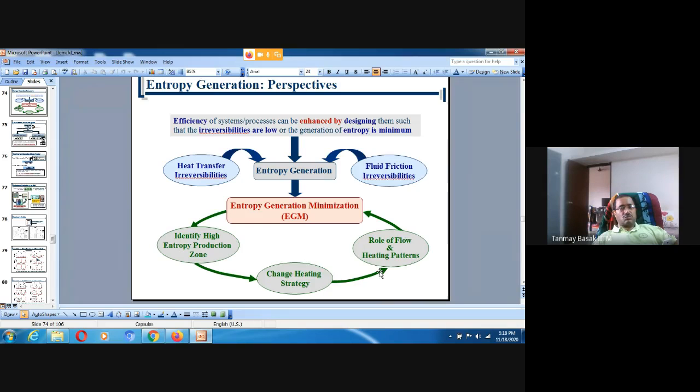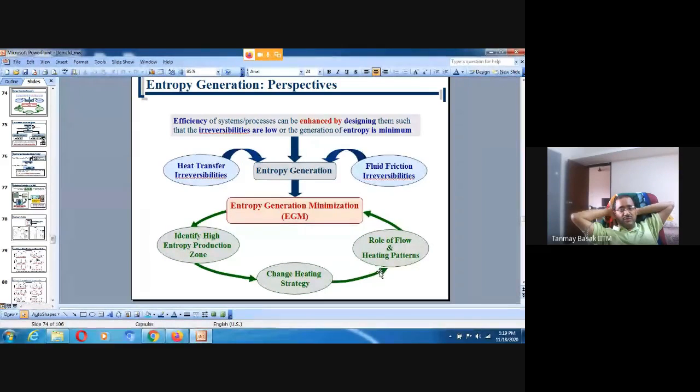Next we will be talking about another part, which is called entropy generation. We have been working on heat transfer, but any transfer process, when it works, gives entropy generation. More entropy generation means less and less efficiency of the system.